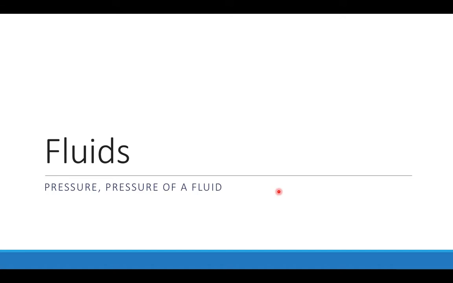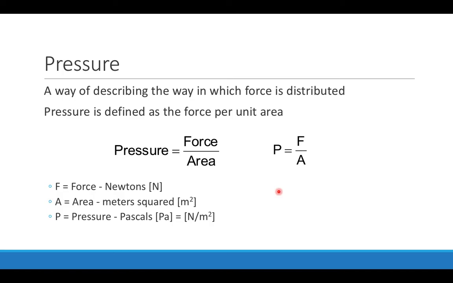As we continue our discussion of fluids, another topic that's going to be important is the definition of pressure, and then specifically looking at the pressure of a fluid. So we start with a basic definition of pressure. Pressure is a way of describing that force can be distributed over an area, and depending on how the force is distributed over an area, it can have a different impact. In general, pressure is defined as force per unit area.